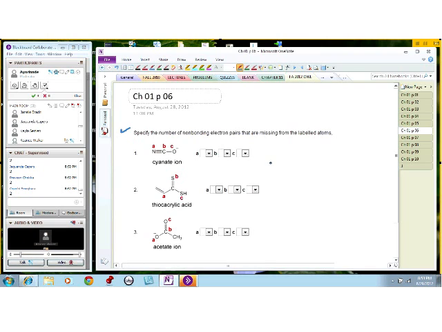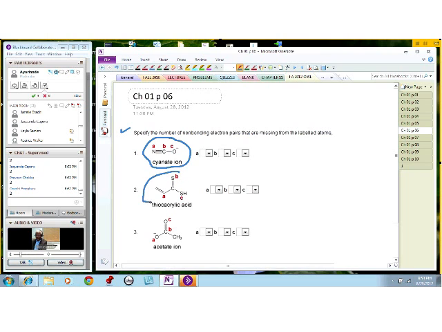Specify the number of non-bonding electron pairs that are missing from the labeled atoms. Okay, very good. In this case, I'm going to skip this one because I want to save it for the next chapter, chapter 2. Let us work on this one here.